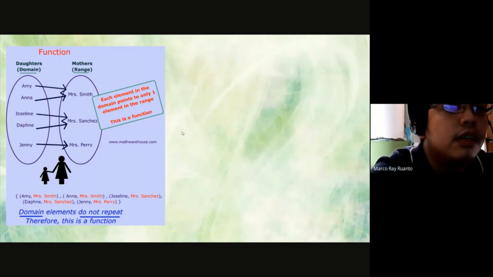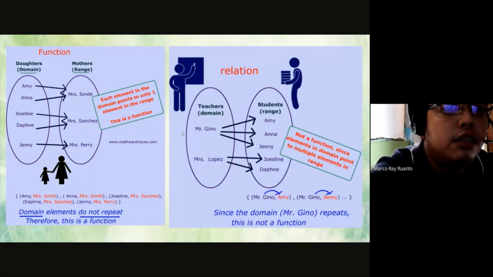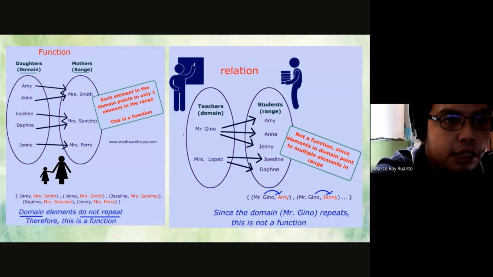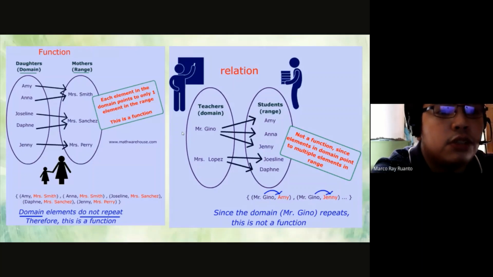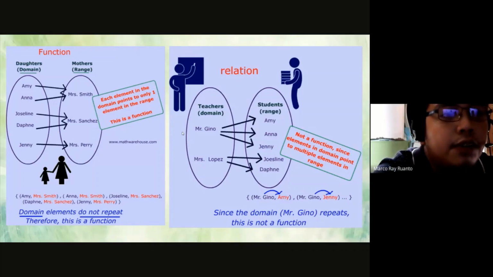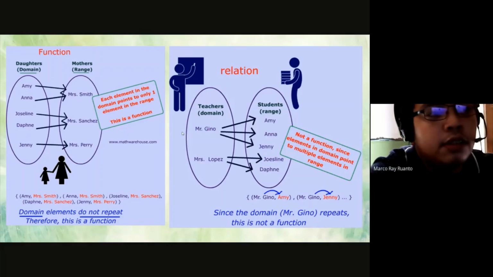However, the second one is not a function since, let us say, Mr. Gino has many pairs: Amy, Anna, and Jenny. And Mrs. Lopez also has many pairs. So therefore, it is not a function. The first element has many pairs, so it is not a function.